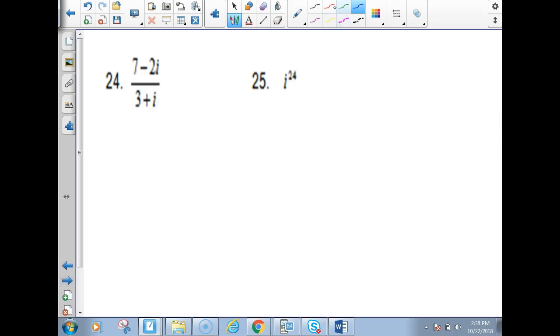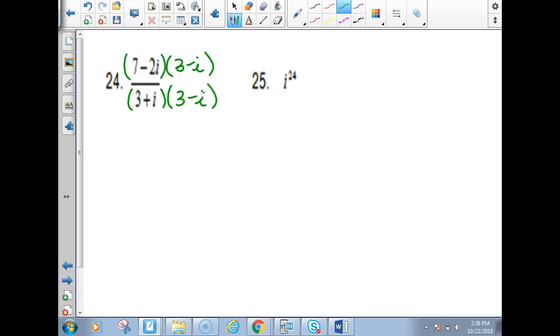And finally, the last two, we've got to multiply this denominator because you don't want complex or imaginary numbers in your basement. They're a little scary. So we're going to multiply by 3 minus i, the complex conjugate. 3 minus i, top and bottom, because what you do to the bottom, you must do to the top.